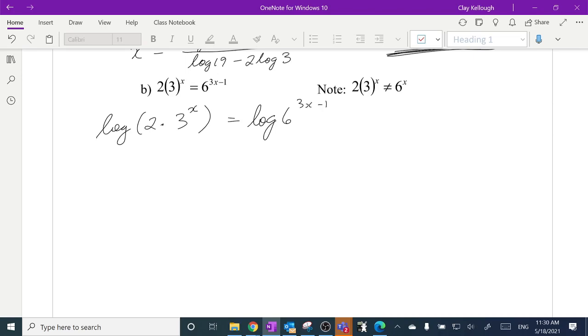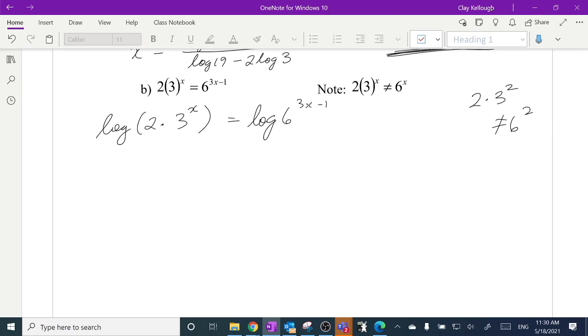And they give you a little reminder that, don't forget, 2 times 3 to the x is not 6 to the x, right? Because BEDMAS says exponent happens before multiply. 2 times 3 squared is not 6 squared. It's 2 times 9, which is 18. Are we all cool with that? Okay, good. So that's why I make this all one thing.